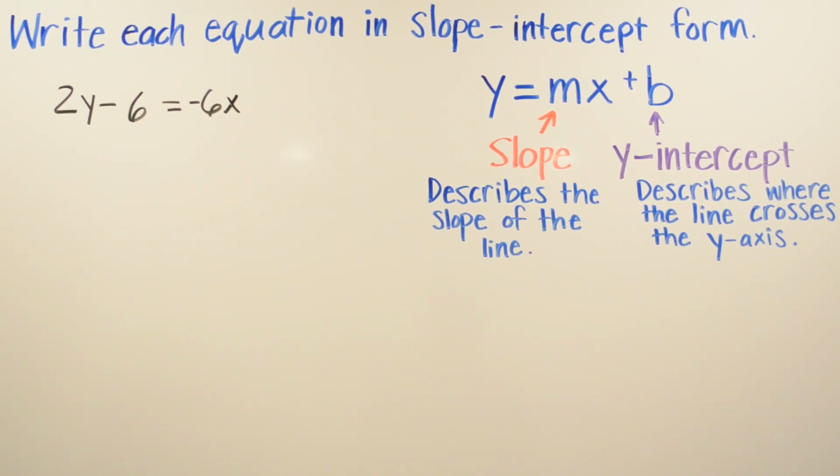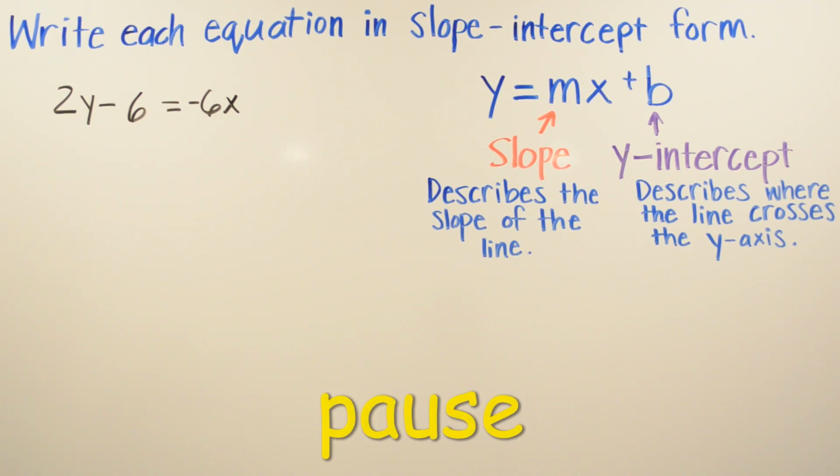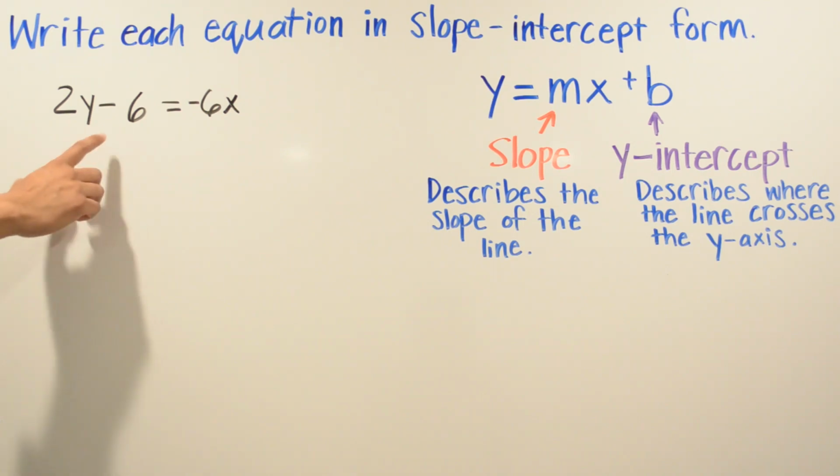In this problem, we have 2y minus 6 equals negative 6x. You can go ahead and try to solve this problem on your own. So you can go ahead and pause the video now and try to solve it. And if you still don't understand and are having problems, you can go ahead and just follow, and we'll continue doing it step by step.